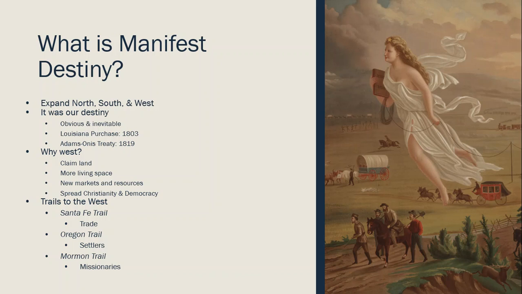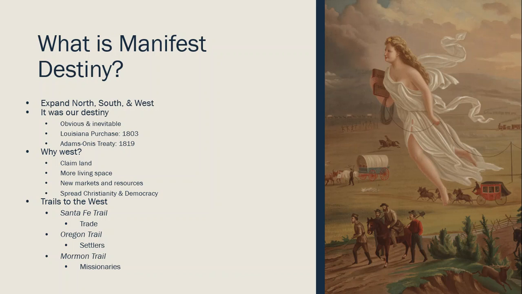So we got the land west of the Mississippi all the way to parts of Montana and Wyoming, getting all the way to the Pacific Ocean. Then in 1819, under Monroe's administration, we take over Spanish Florida.